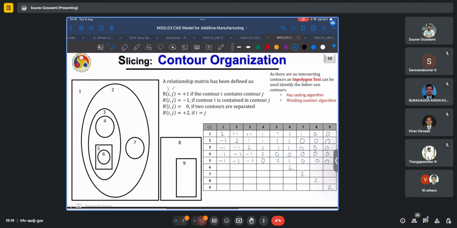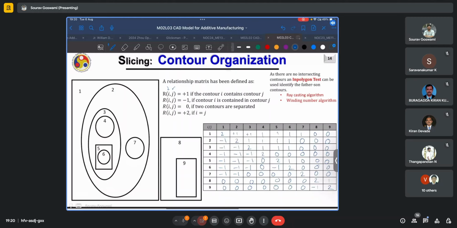Contour 6 is contained in 1, in 2, in 3. It is separate from 4 but is contained in 5. It is separate from 7, 8 and 9. Contour 7 is contained in contour 1 and 2 but separate from 3, 4, 5 and 6. Also 8 and 9. Contour 8 is separate from 1, 2, 3, 4, 5, 6, 7, but it does contain 9, and contour 9 is separate from all of them and is simply contained in contour 8.